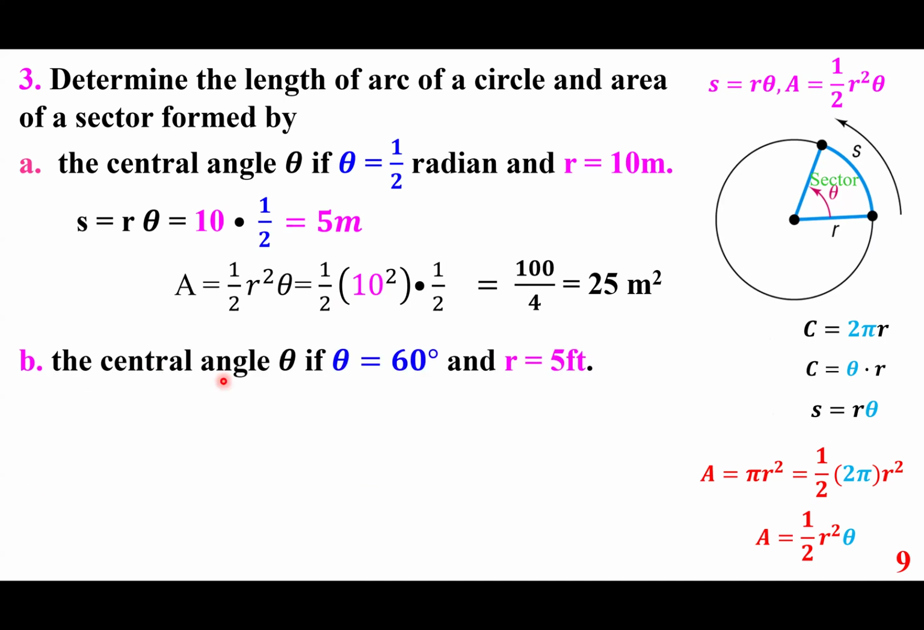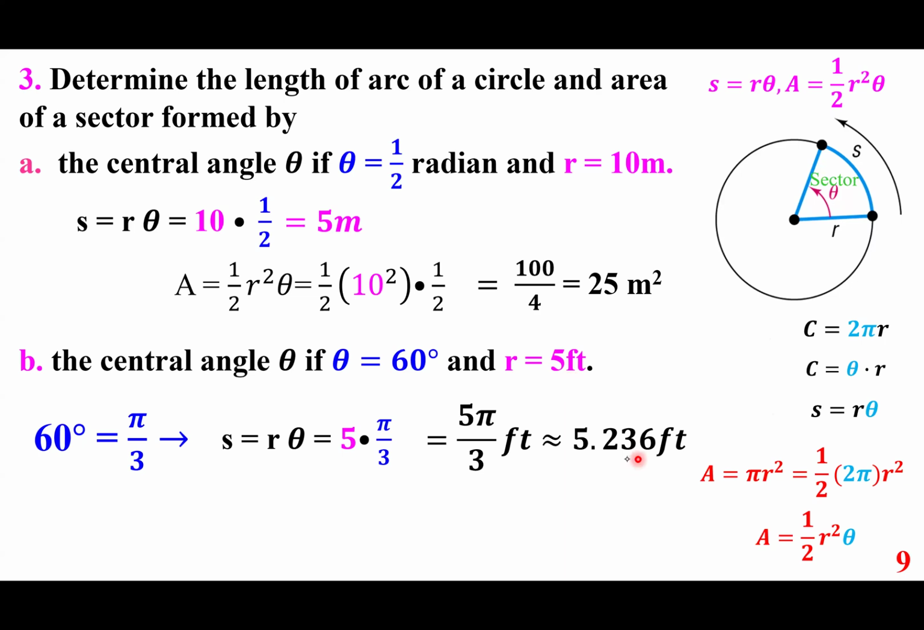Okay, what if the central angle is 60 degrees and r is 5 feet? The very first thing, this must be changed to radians. And as I believe you all know, this is pi over 3. So that's the first thing we have to do. And s becomes r theta, the product of 5 and pi over 3, which is 5 pi over 3 feet, precise answer. And then however many decimals they ask us. It's very important to use proper units always, and however many decimals they ask you, just to be on the safe side.